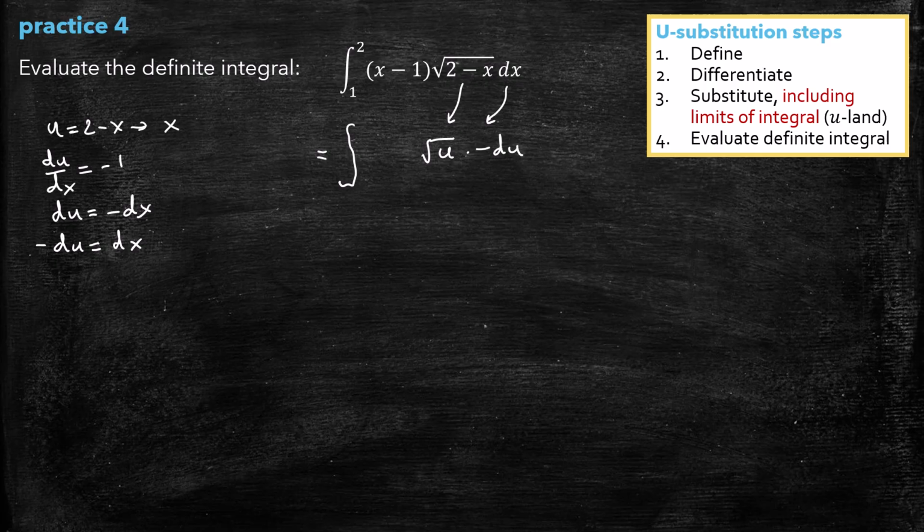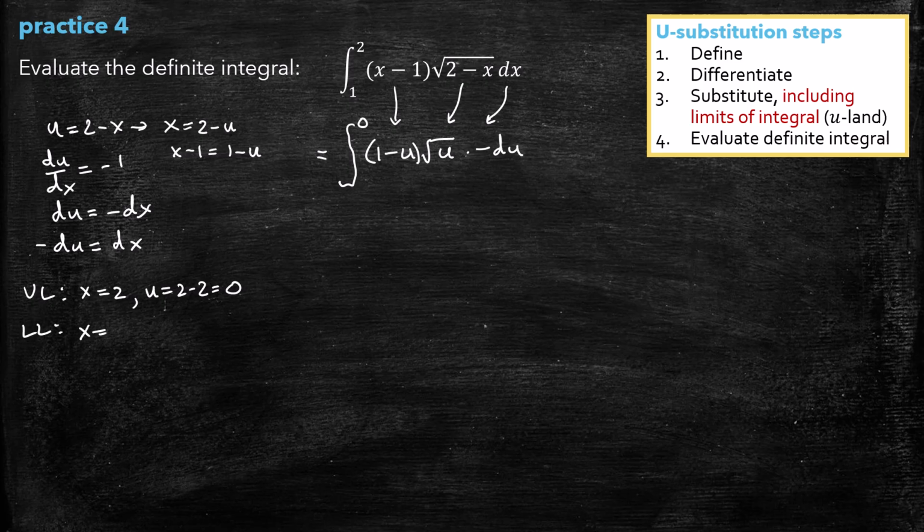If we just rearrange this, bring x to the left side and u to the right side, we would get that. And then x minus 1 is just going to be 2 minus u minus 1, which is 1 minus u. So this x minus 1 just gets replaced with 1 minus u. Now, for the upper limit, x is 2, which means u equals 2 minus 2 equals 0. So we'll put that there, 0. And the lower limit, x equals 1, so u equals 2 minus 1, which equals 1.